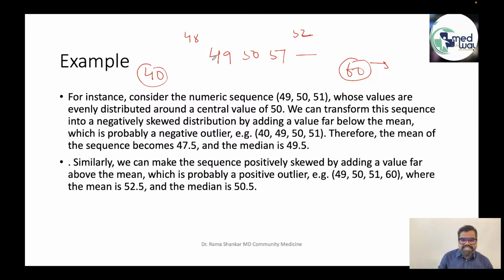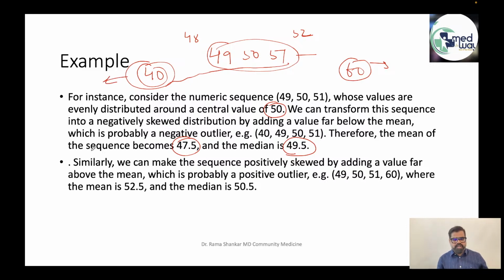Now when you add this 40 here, suppose you take 40, 49, 50 and 51, what this negative outlier is doing is dragging the mean. When these three numbers were there, the mean was 50. The moment I took the fourth number, which is extreme on the lower end side, which is 40, the mean became 47.5. Median, which is not affected much, is 49.5. So just because of this negative outlier on the lower end side, it has dragged the mean to the lower end side.